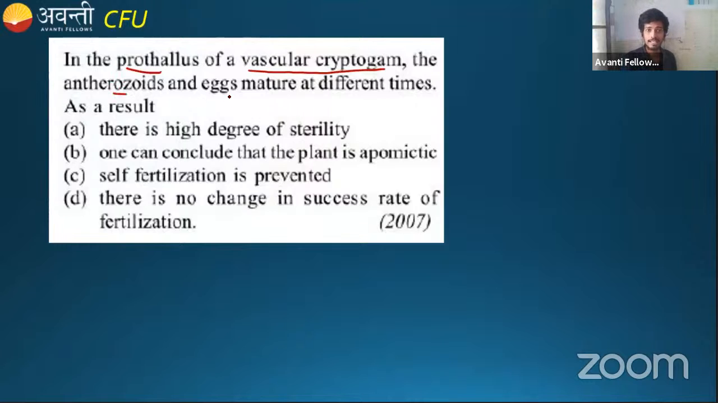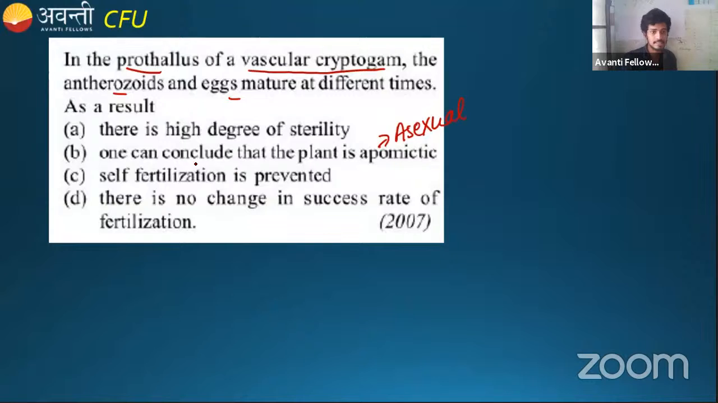The antherozoids or sperms and eggs are maturing at different times. What is the reason for that? There is a high degree of sterility. One can conclude that the plant is apomictic. That means asexual reproduction is happening. Okay, asexual reproduction. Think like that only.